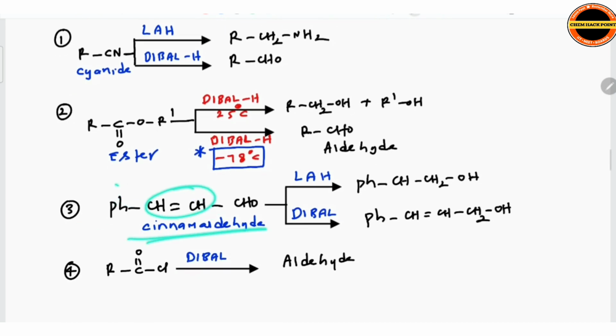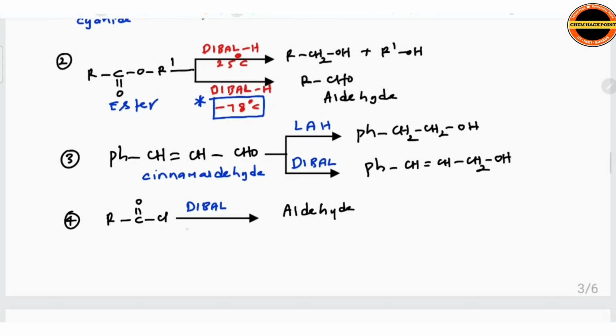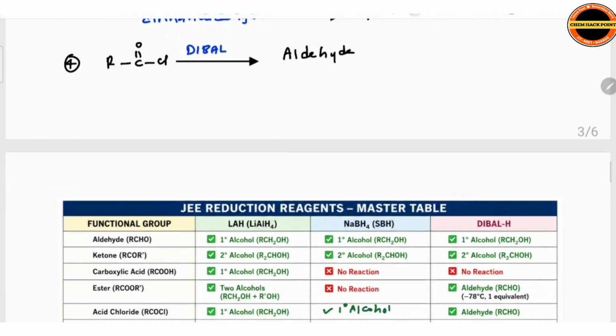Cinnamaldehyde, where there is a double bond between Ph and CHO: LiAlH4 can reduce even the same double bond, but DIBAL-H cannot reduce it, it can reduce only the aldehyde into alcohol. DIBAL-H with acid chloride gives aldehyde.